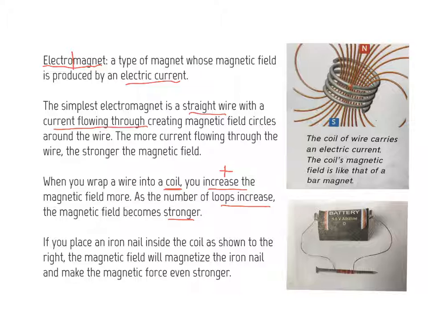But then the strongest electromagnet that you can make that will actually start magnetizing, meaning it will start attracting different types of metal, is when you place an iron nail or some type of iron core inside the coil that's shown in this picture to the right, and it will make that magnetic force even stronger. So when we coil, it gets stronger. When we coil and put an iron nail in it, it gets stronger.